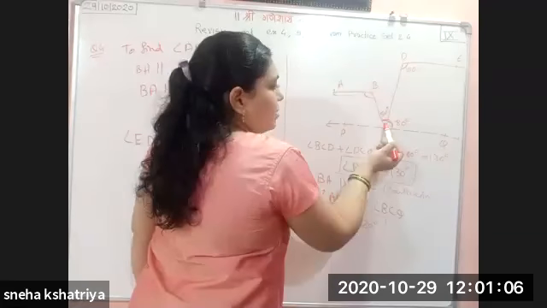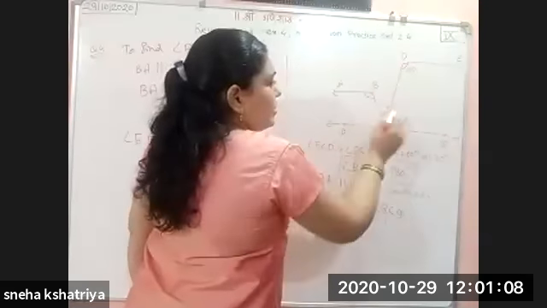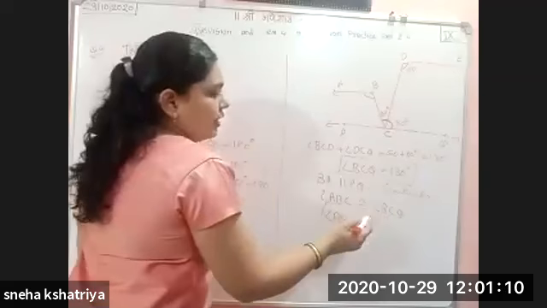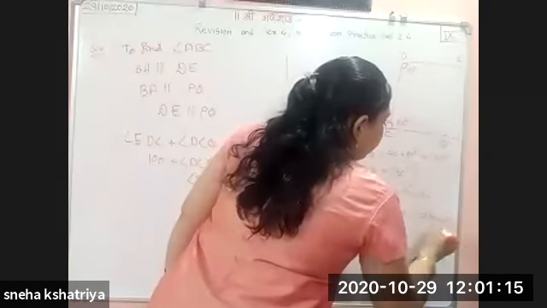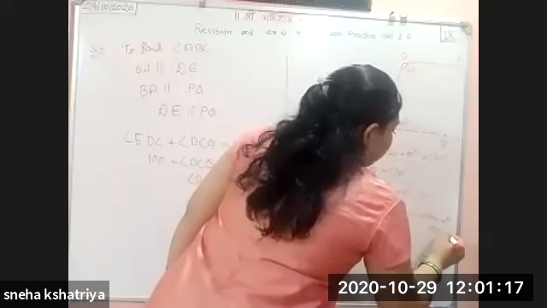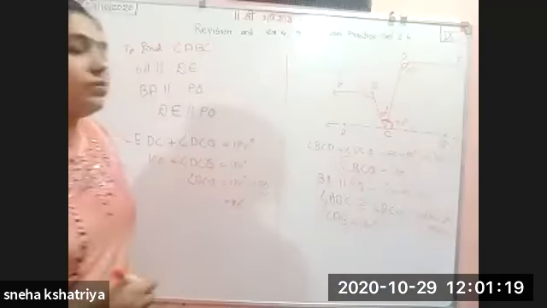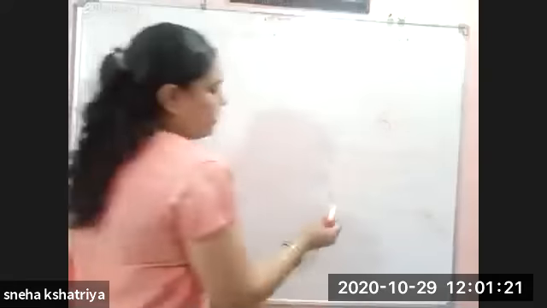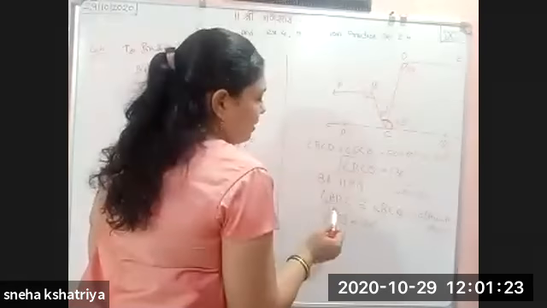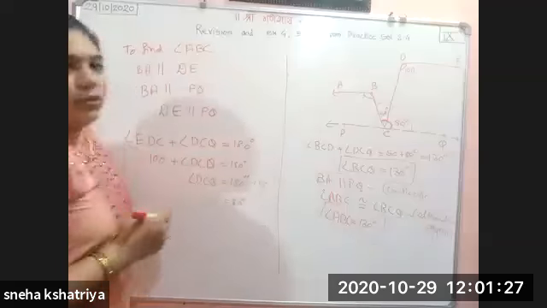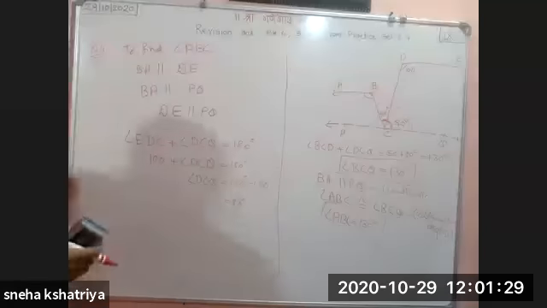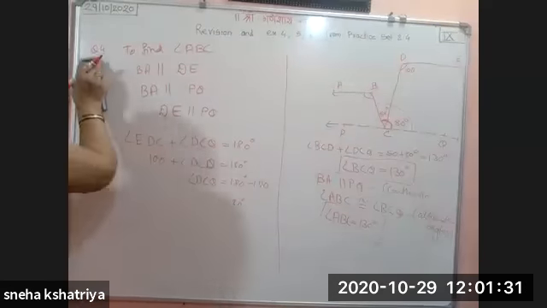Add these two, and these are alternate angles. So the addition of this angle is equal to this angle because they are alternate angles. Here you have to write alternate. So that's why the BCQ value is 130. We have put it here, so we get ABC is equal to 130. So this one was the fourth example.